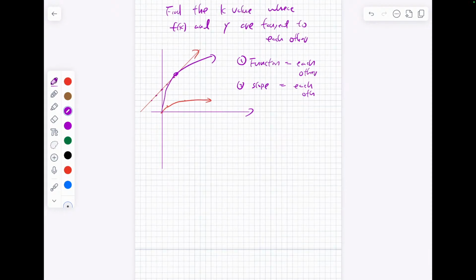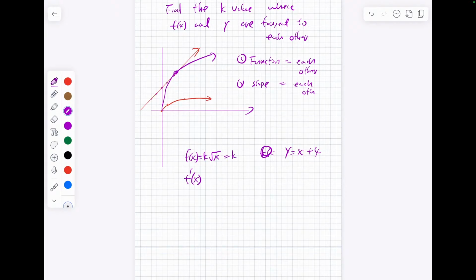So if I take care of slope, today f of x is equal to k square root x, and y is equal to x plus 4. I'm going to take a derivative of this. What's the derivative of k root x? Can I rewrite it as kx to the 1/2? Yes, 1/2 kx to the negative 1/2. So it'd be k over 2 square root x. That looks good. Now I'm going to take a derivative of this one because we want the slope of each one. The derivative of that is 1.